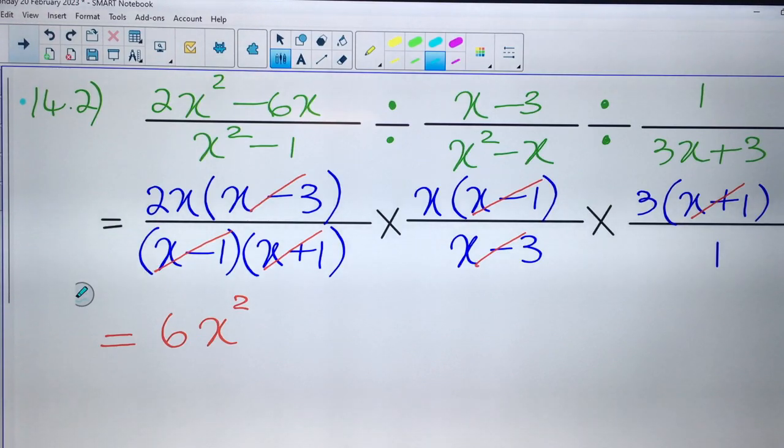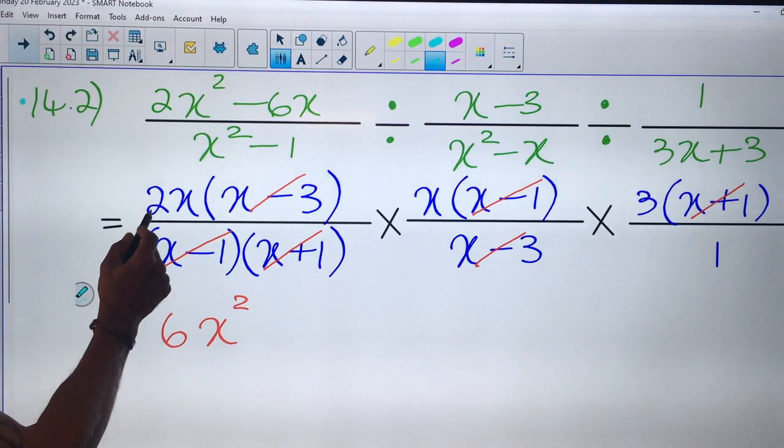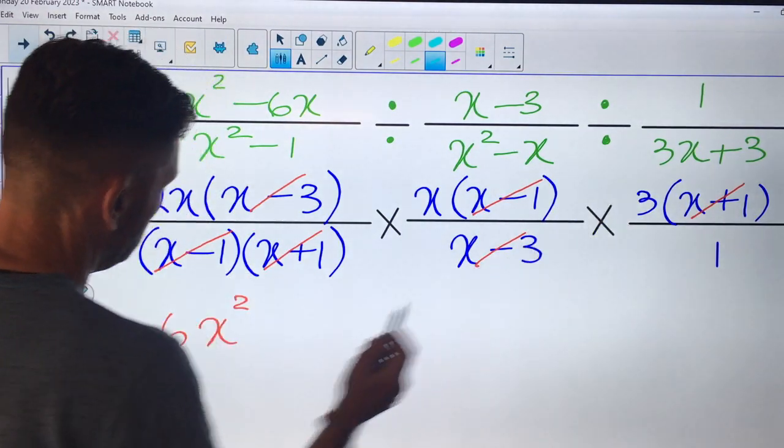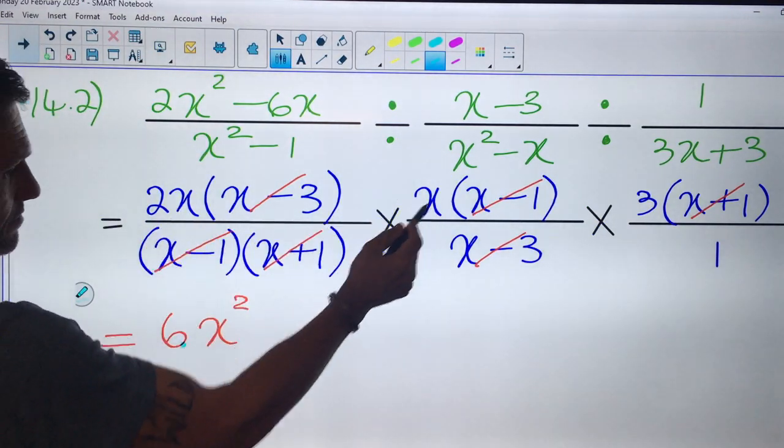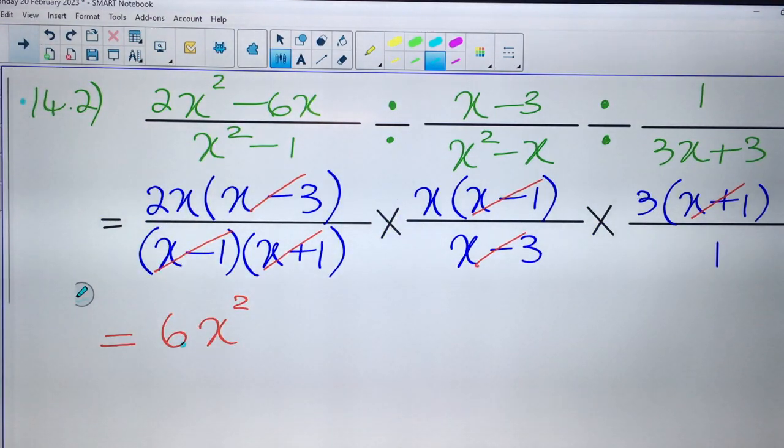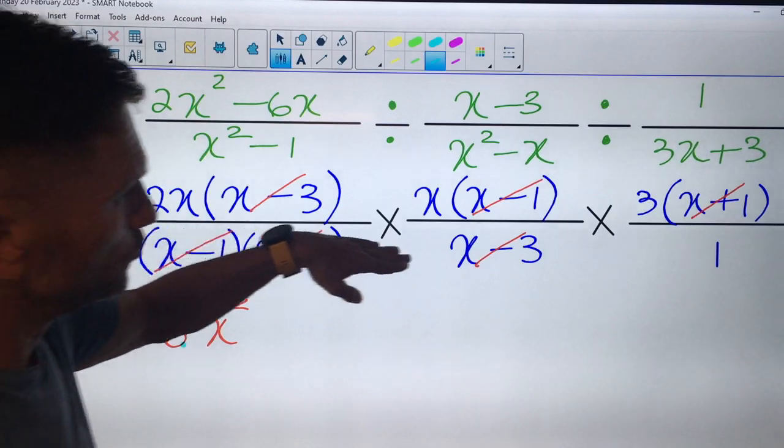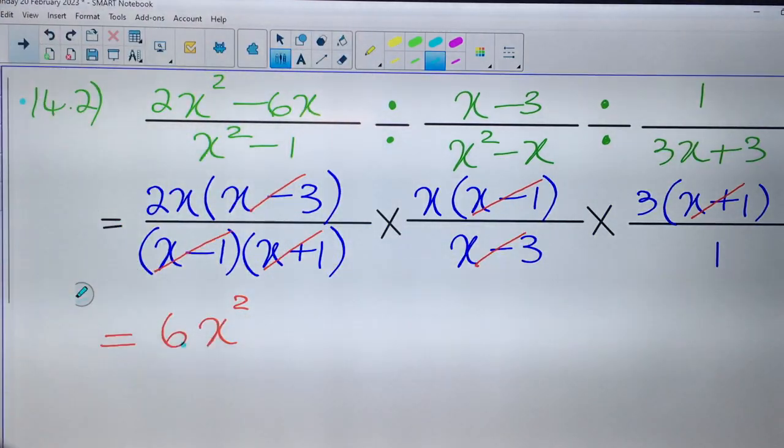And then you have to check what is left. On top we are left with a 2 times a 3, that's how I got a 6, and x times x, that's how I got x squared. At the bottom we are left with 1, so we can just leave that out. We don't have to write that as 6x squared over 1. Happy with that?